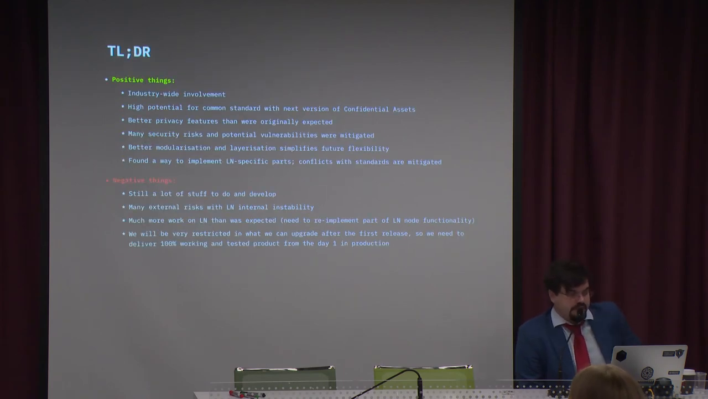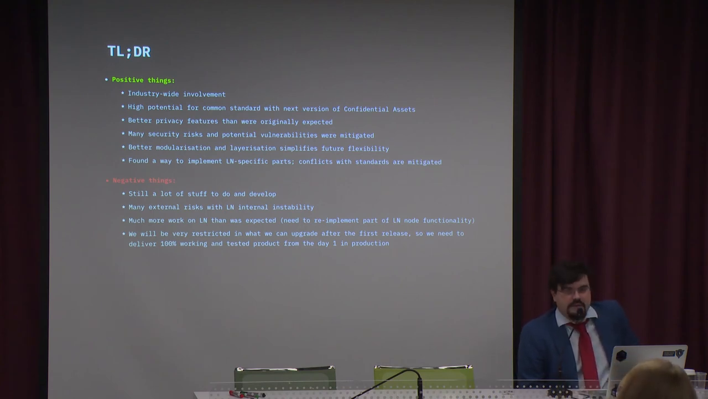So, as a summary, we have a lot of positive and negative things. It seems that the industry is aware of what we are doing, and many parties are interested in contributing, participating, or just helping. We have high potential to end up with a single standard for assets for the Lightning, Liquid, and Bitcoin. And we have better privacy features today than we originally expected, because the original impression of client-side validation was that it is somehow more private, but somehow less private than on-chain data. Now we were able to fix most of these problems.